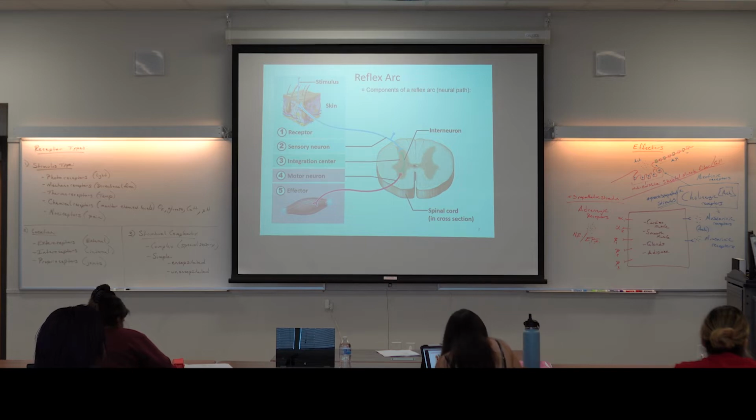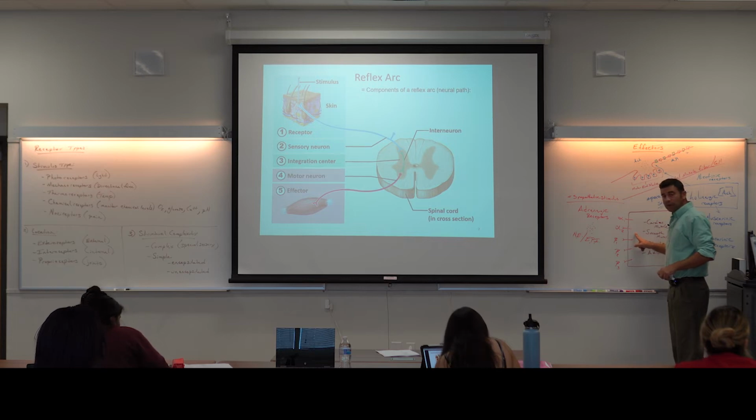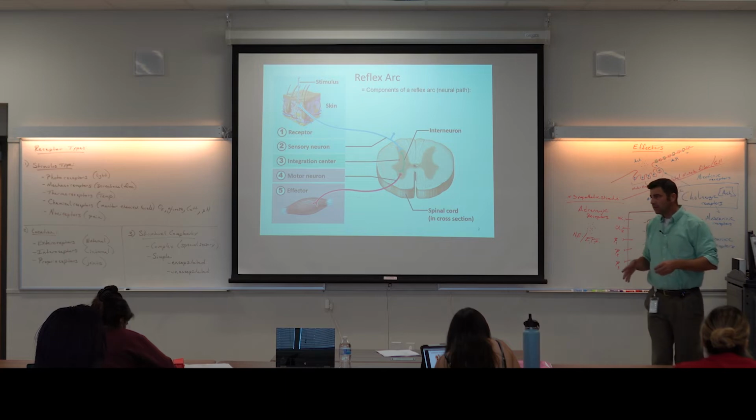And how they're able to do that is by these different types of receptors. We'll see that some are excitatory and cause blood vessels to dilate. Others are inhibitory and are going to cause those to constrict.